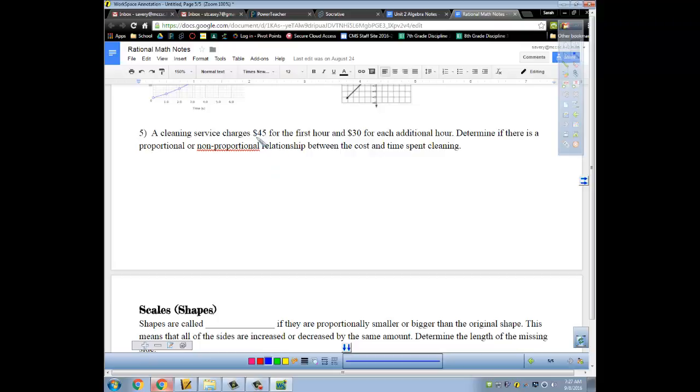So first of all, I need to know that it was $45 for the first hour, $30 for each additional hour. So the first hour is $45, the second would be 45 plus 30, the third would be 45 plus 30 plus 30. So it's just cheaper after the first hour, but it will add up.